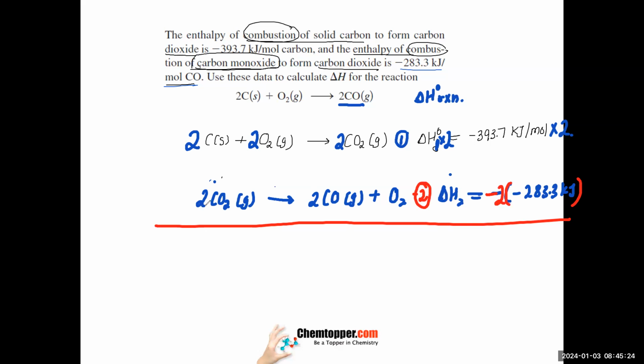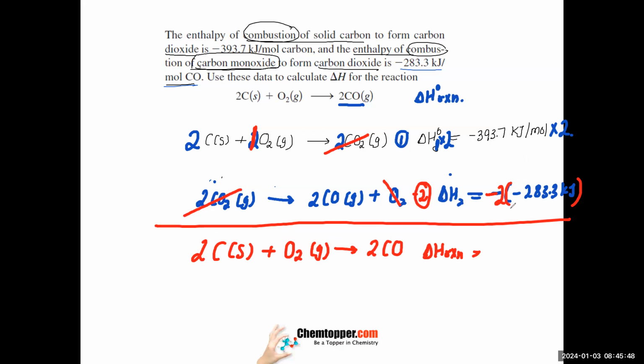Yes, what all is cancelled? What else is cancelled? How much oxygen left? So are you getting your desired equation? Now add them. Check whether you are getting the desired equation. Yes. So what is delta H of the reaction? It is the sum of these two.